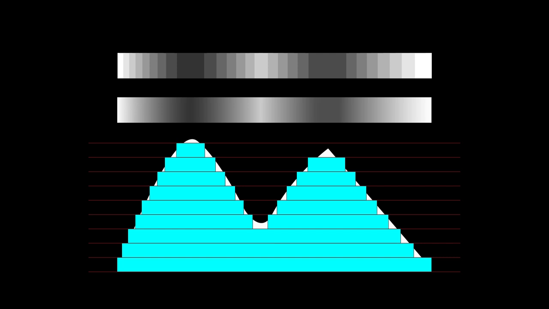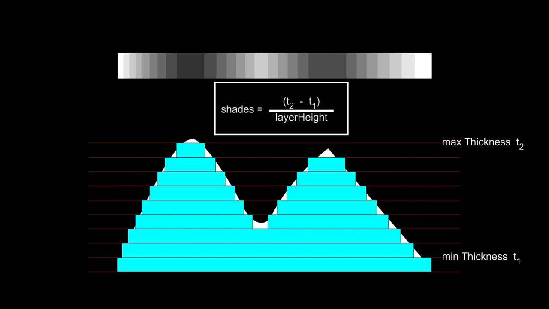And the pattern we are creating with this is dependent on the maximum thickness we just chose in the settings in the tool and by the minimum thickness. And the third parameter that is influencing those islands is the layer height we are printing at. And with this formula, we are able to calculate the number of different gray shades we can produce with printing flat. So the number of shades is the difference between the maximum thickness and the minimum thickness divided by layer height.